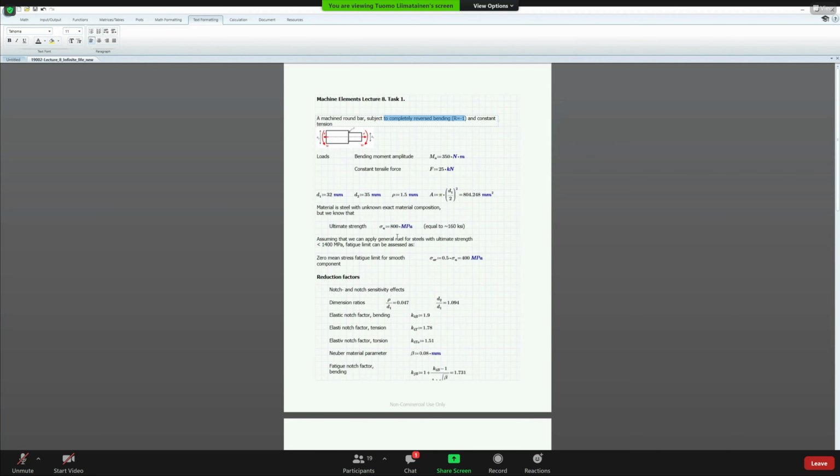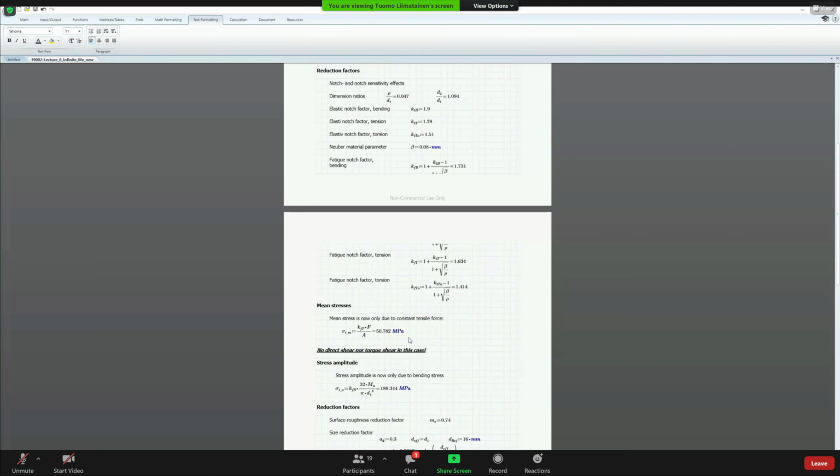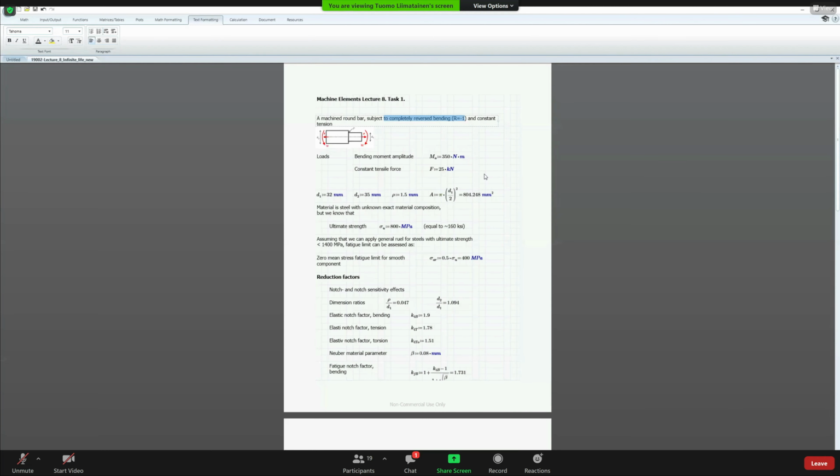But there will be lectures and lecture times for helping you in the project work, so you can ask guidance in that. But the basic process is pretty much here, just that you would need to apply the von Mises when calculating the mean and the stress amplitude. So otherwise the process is the same.